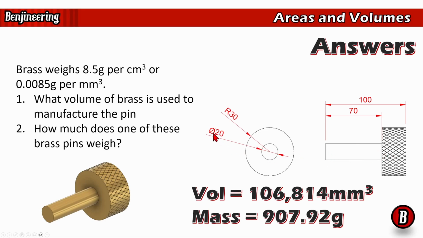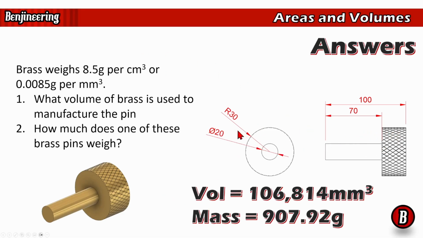All right, so we would do pi r squared. So in this case, the radius would be 10 because it's half the diameter. So we would do pi multiplied by 10 squared, and that gives us the area of this face. And then multiply that by 70. All right, and then write that down somewhere.